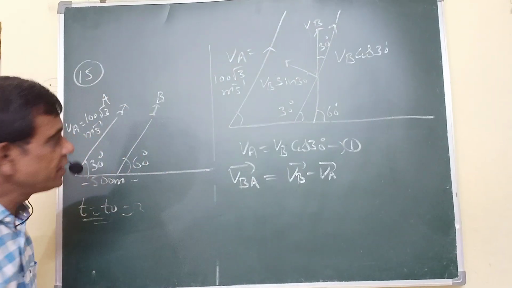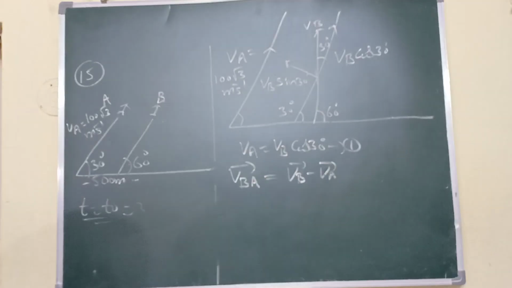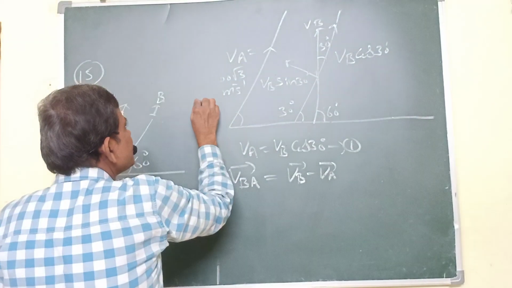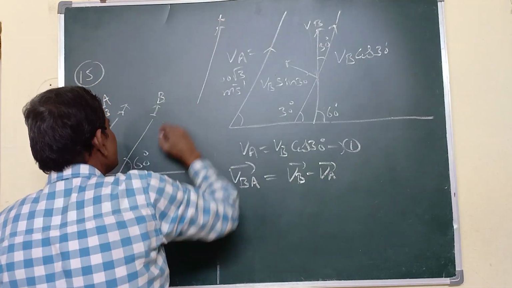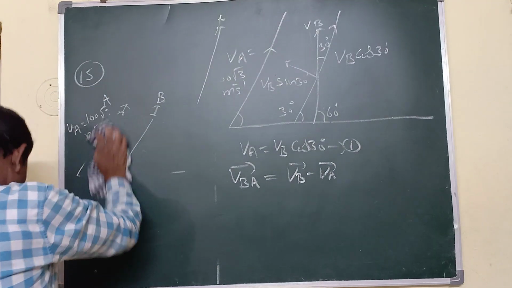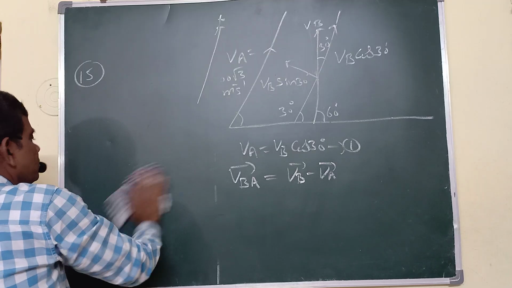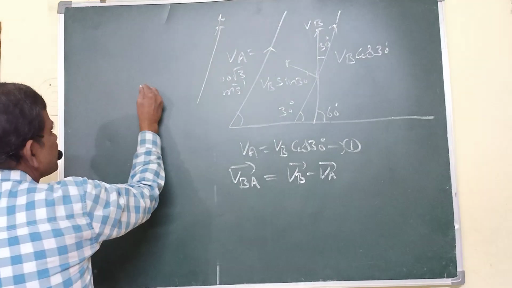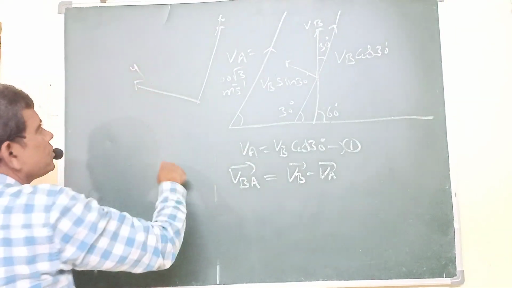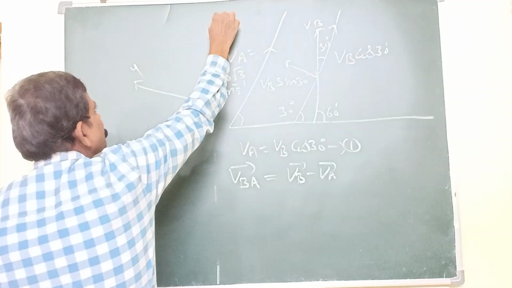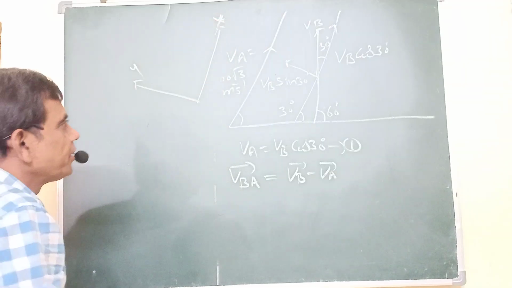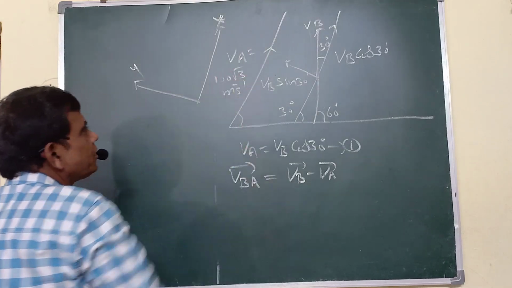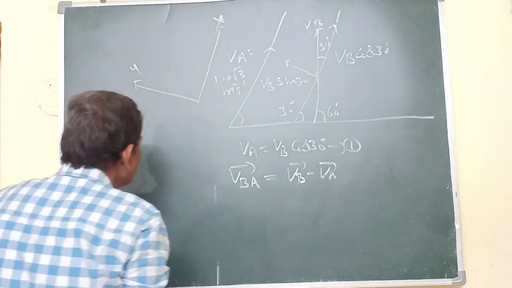So for this purpose what I am taking here? I am creating one coordinate system. Parallel to this, I am taking x axis, and this I am taking as y axis. So here what happens? I am taking VA. What is the VA value? 100 root 3. How is it? Along x axis. So directly you write VA.